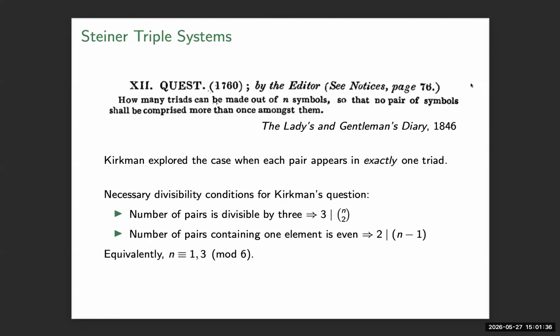Now, there are a couple of necessary divisibility conditions for Kirkman's question. Namely, your number of pairs needs to be divisible by 3, and also the number of pairs containing a single element has to be even. If you work through that algebraically, you'll get that equivalently you need that n is 1 or 3 mod 6. So then, the question becomes, when is this necessary condition sufficient?